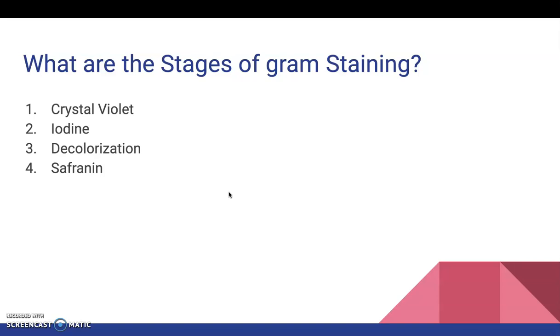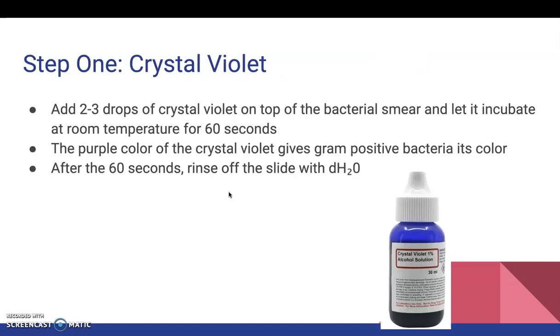What are the stages of gram staining? First is crystal violet, second is iodine, third is decolorization, and fourth is saffron. Step 1. Crystal violet. Add 2 to 3 drops of crystal violet on top of the bacterial smear, and let it incubate at room temperature for 60 seconds. Then rinse the slide off with deionized water. The purple of the crystal violet is what gives the gram-positive its purple color.